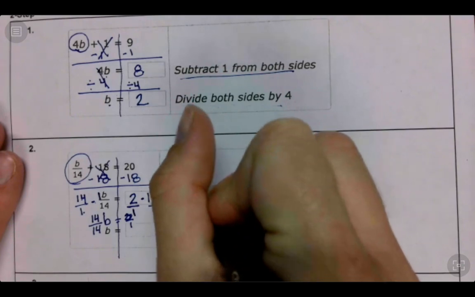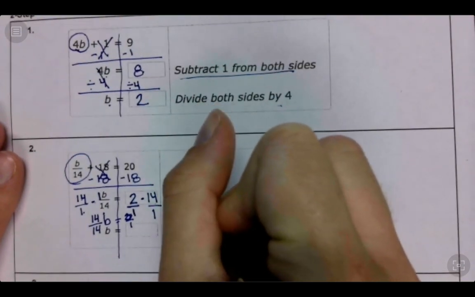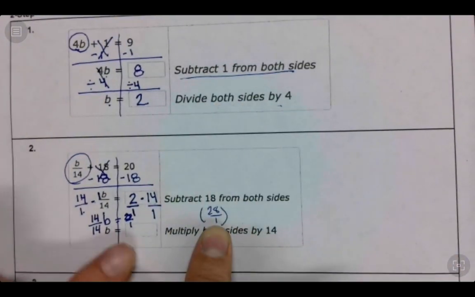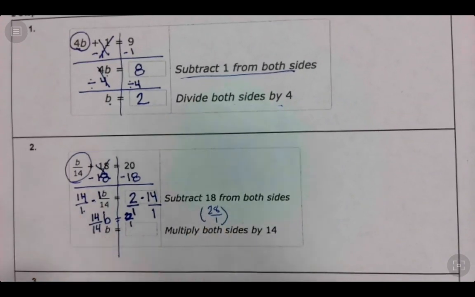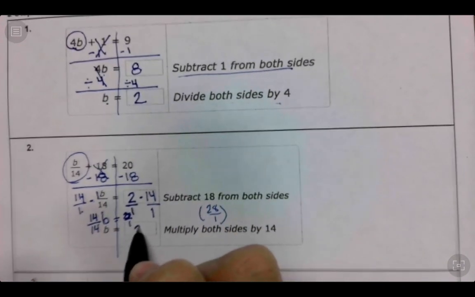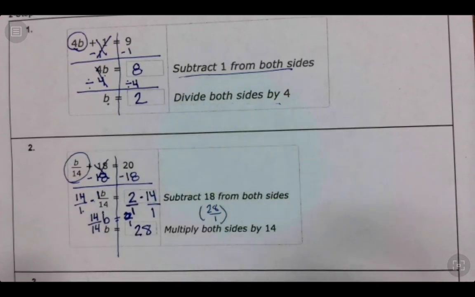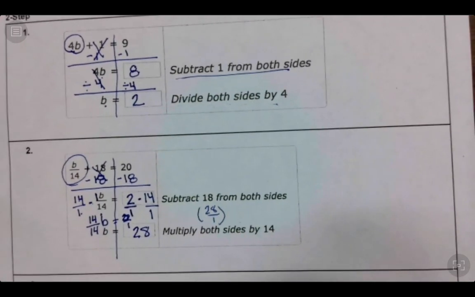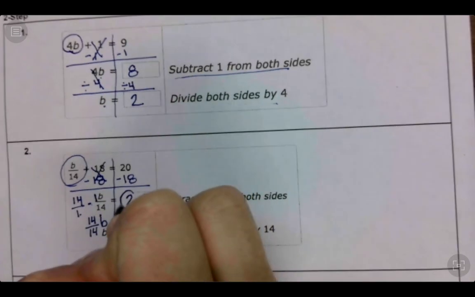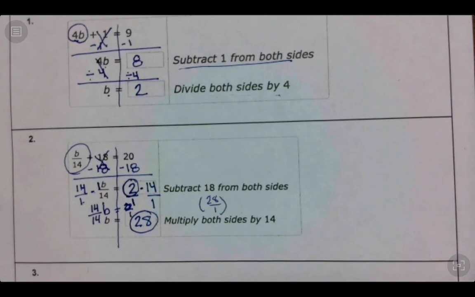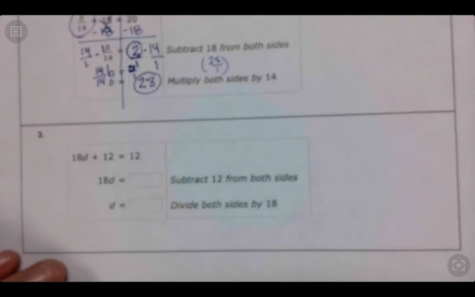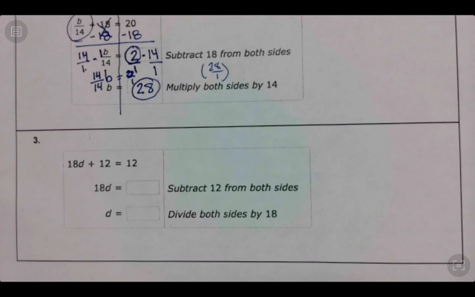I'll write it over here, that way you can see it a little bit better. 28 over 1, that's what's written right here. And then 14 divided by 14 is 1b, right? And 28 divided by 1 is 28. So again, in your box on IXL, you'd be putting in the 2 and you'd be putting in the 28. Okay? So try 3 on your own.